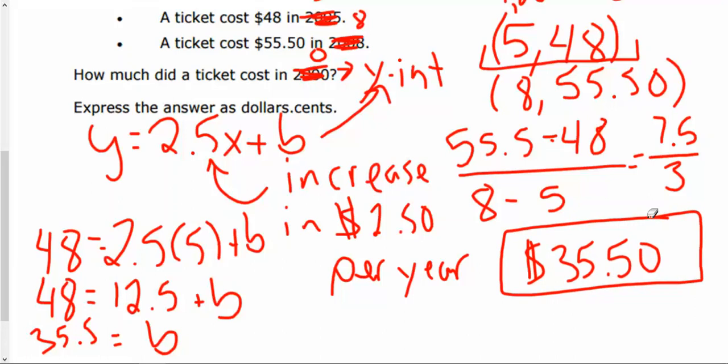So we know if we were to add 2.50 each year past that, we would end up getting to where we wanted to. For example, if I take this and essentially say, well, hey, 2005 was 5 years after, and I'm going to add 2.50 each time. 5 times 2.5 is 12.5 plus 35.5. And that gets us $48. If we want to check again, let's add another 3 years of that, or 7.5, and we end up getting, in 2008, tickets were $55.50.